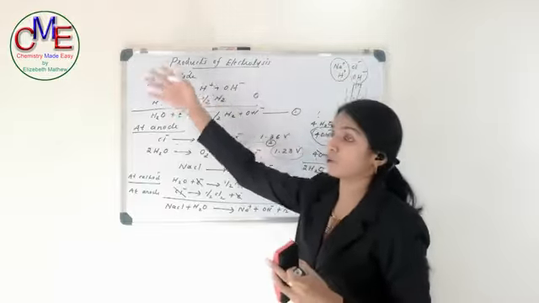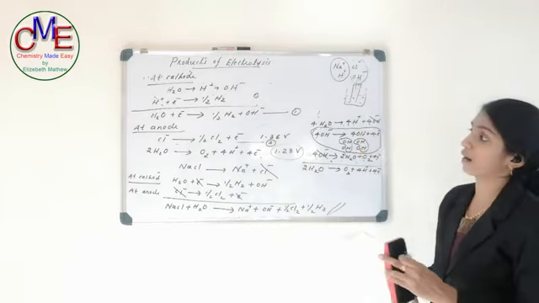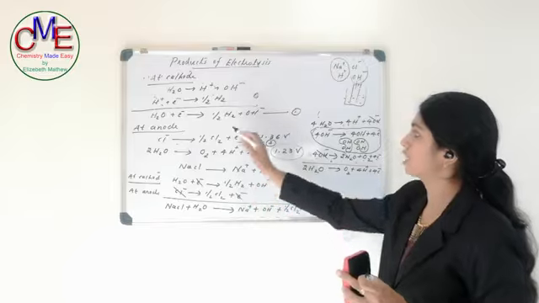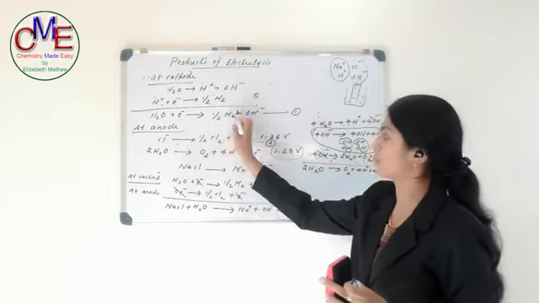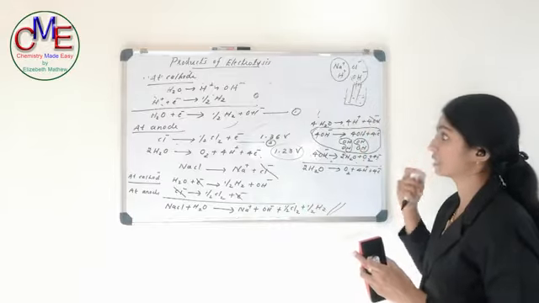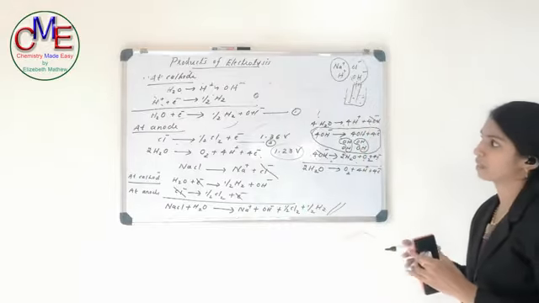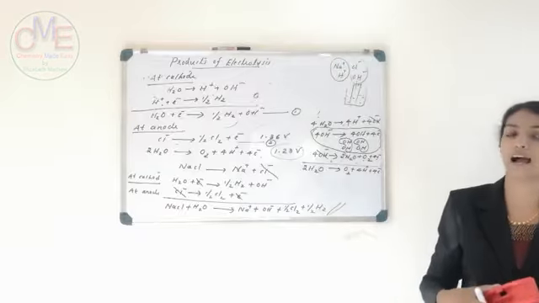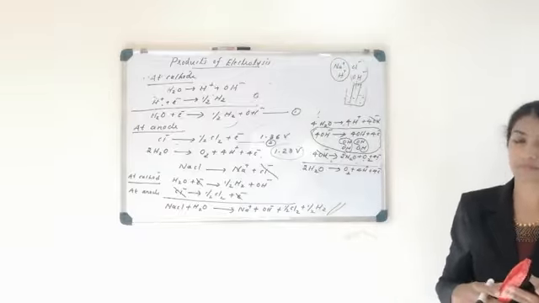But if instead of molten sodium chloride we use aqueous sodium chloride, the product is entirely different. At the cathode, the product obtained is hydrogen gas. At the anode, the product obtained is chlorine gas. That's all about the products of electrolysis of aqueous sodium chloride and molten sodium chloride.